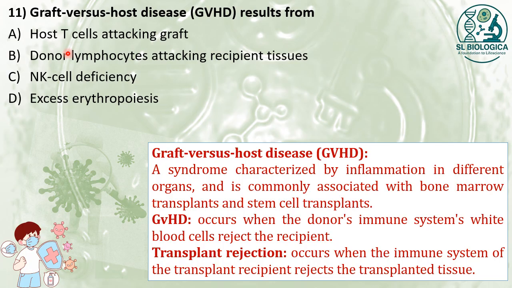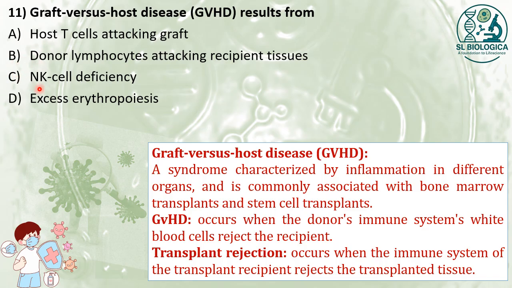Okay, now let's look at the options. Option A is host T cells attacking the graft. Is that true? Host means recipient, and the recipient attacking the graft is actually transplant rejection. So that is not the answer. Option B, donor lymphocytes attacking the recipient tissues. Here donor means the graft. They are attacking against the recipient, that is the host. So graft versus host disease. So obviously this must be the correct answer.